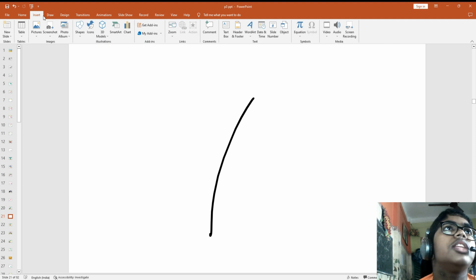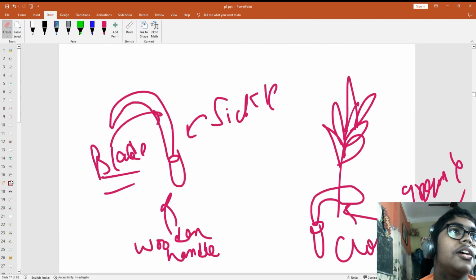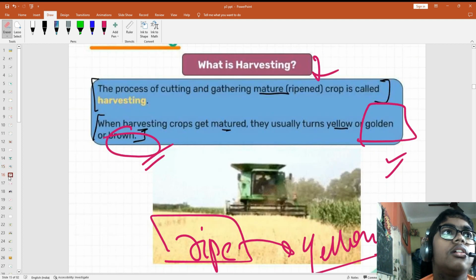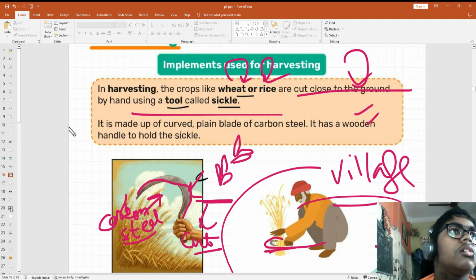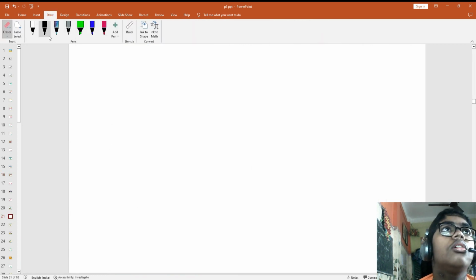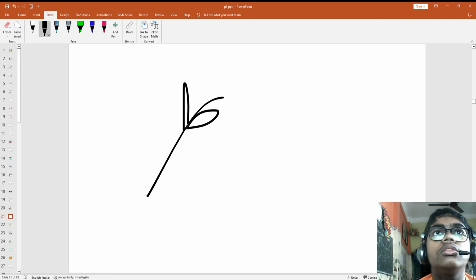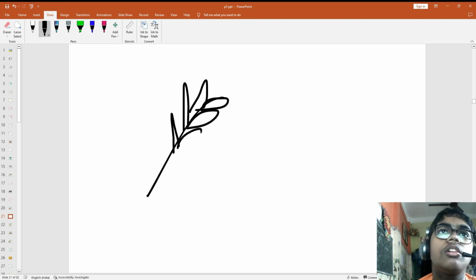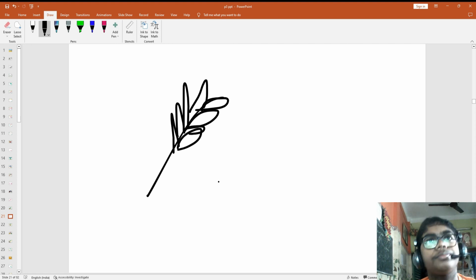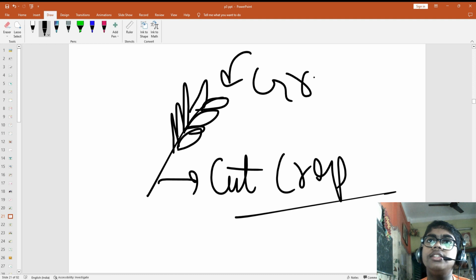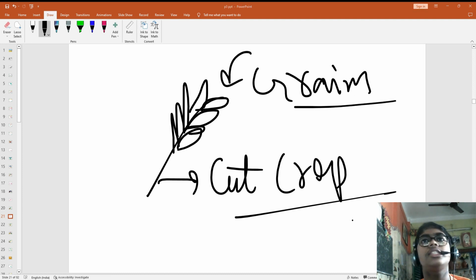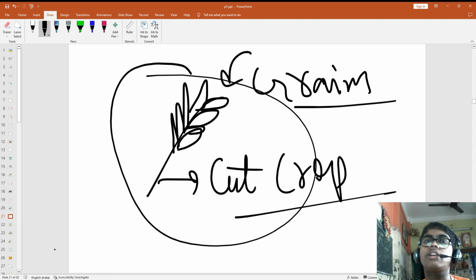Wait, why am I drawing so much? Let me copy. Wait. Okay, let me draw. Okay, so maybe this is the crop. This is the cut crop. This is the grains. Understanding, guys? This full is known as the cut crop, and these you are seeing are the grains.